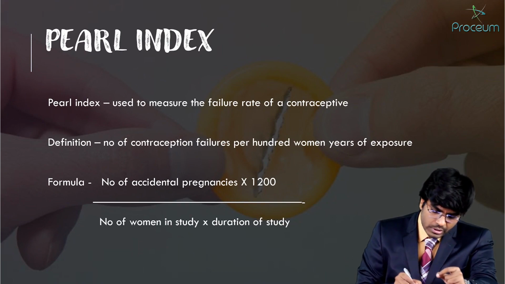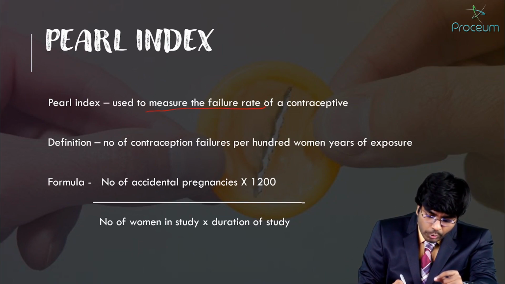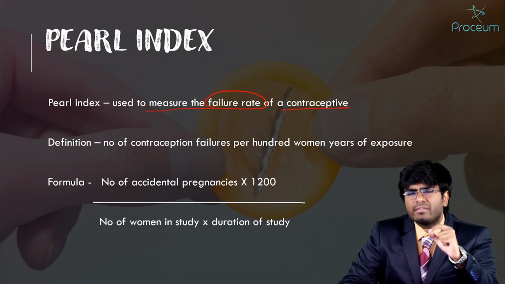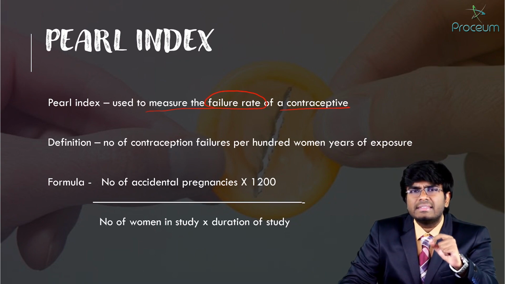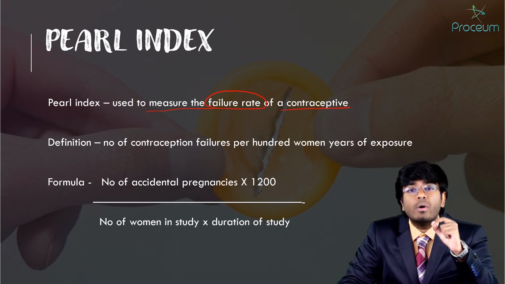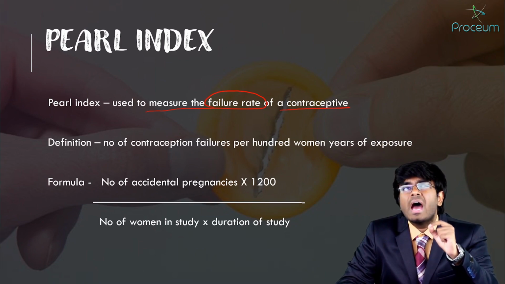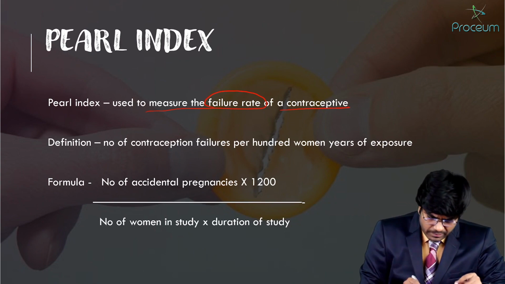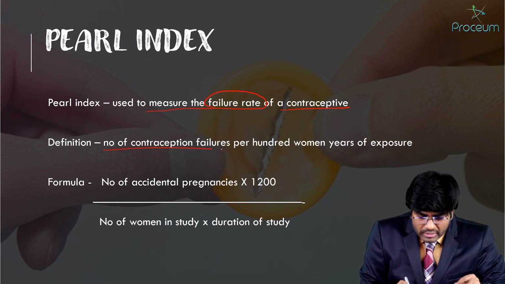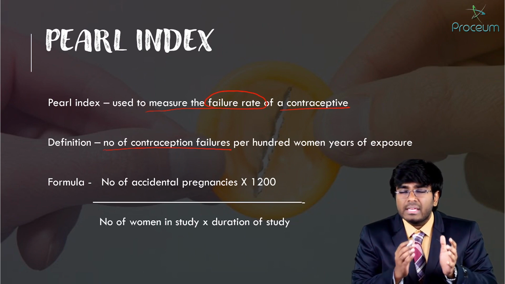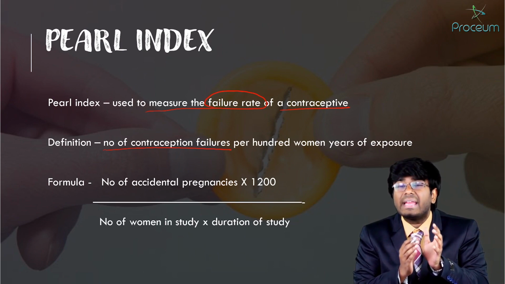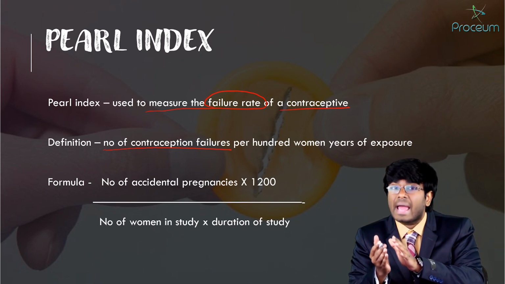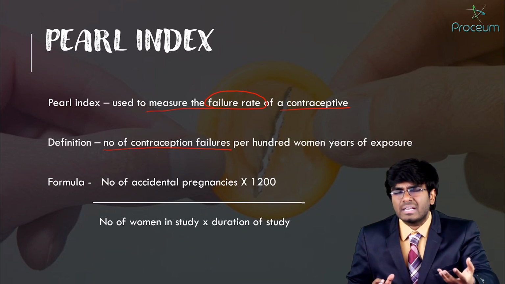The Pearl index is used to measure the failure rate of a contraceptive. In easy language, with the help of the Pearl index, we can know how bad the contraceptive is. Let's see the definition. It's the number of contraception failures. So the Pearl index gives an idea of the number of contraception failures that happened for that particular contraceptive agent.